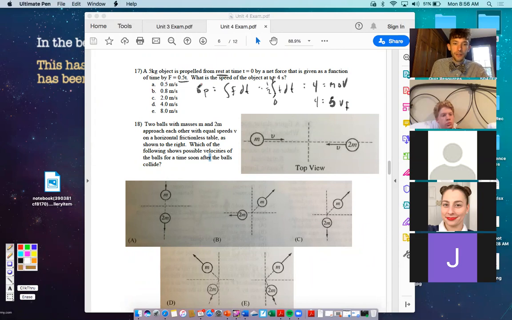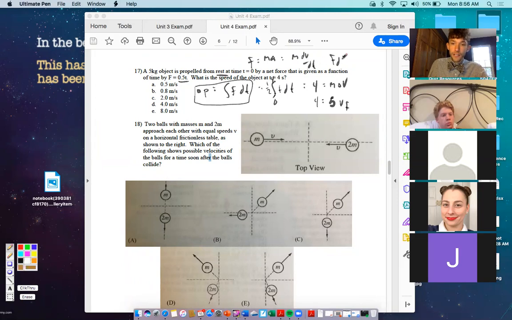Please, please, please make sure that you understand this relationship. We've seen it several times. And if you ever forget that relationship, you can once again get it by doing this. Force equals ma, which equals m dv/dt.